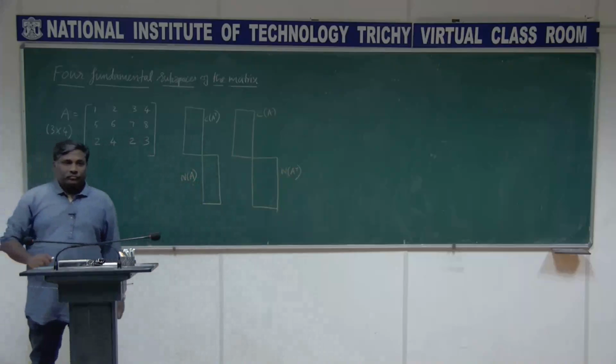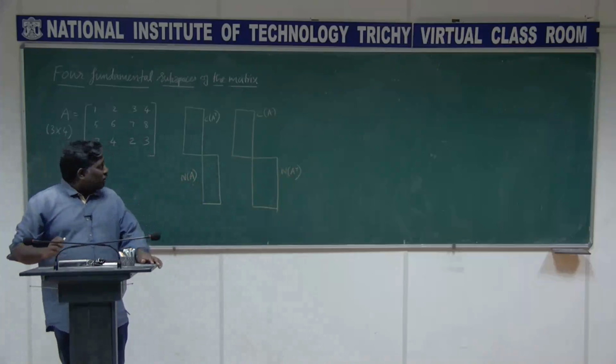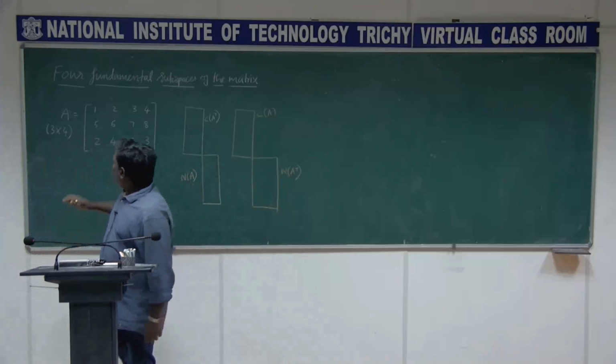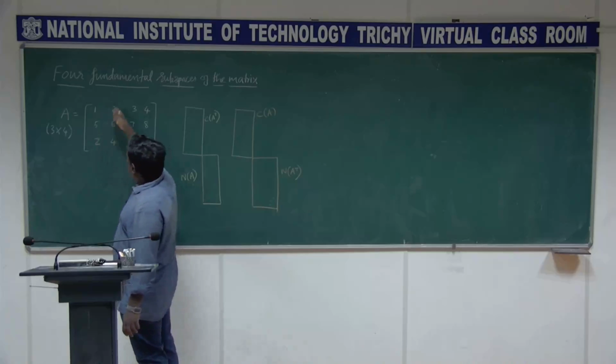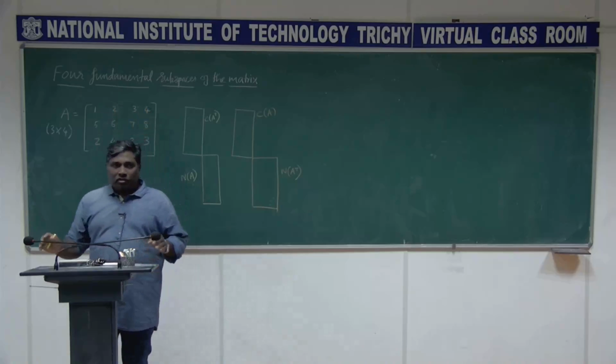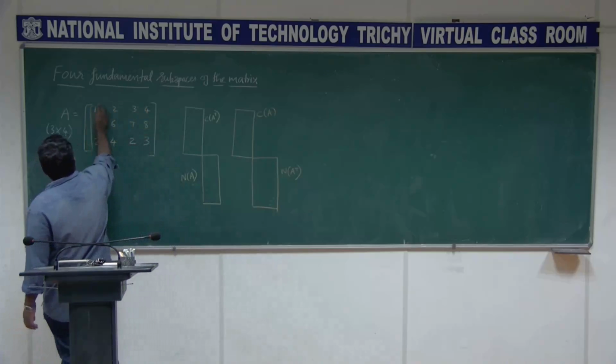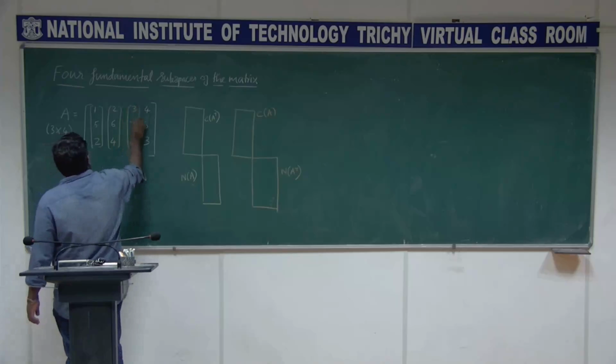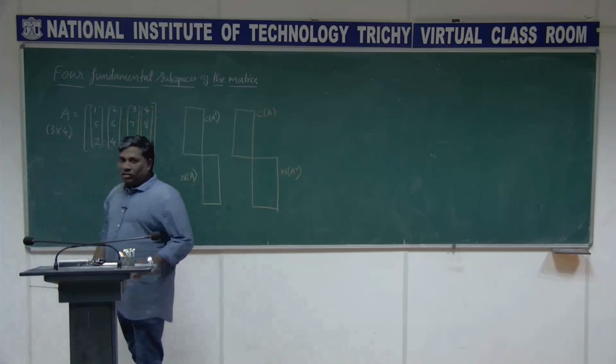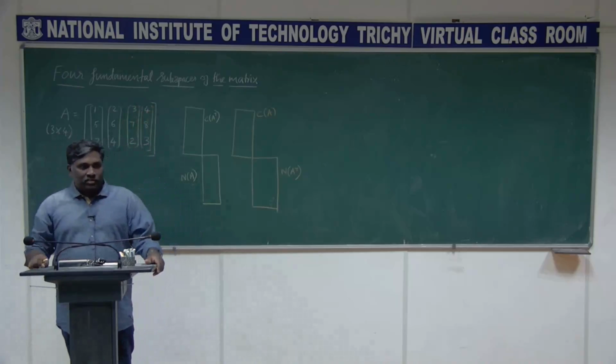So basically we can think of each column of these matrices as a vector. Like 1 5 2 is one vector, and 2 6 4 is another vector, and then 3 7 2, and then 4 8 3. They are all the vectors we consider from the matrix. They are all the column vectors.